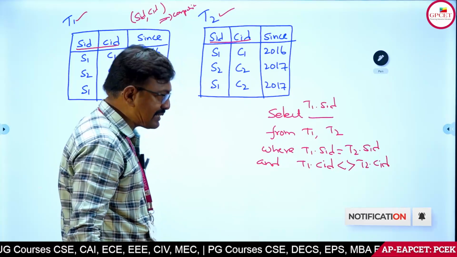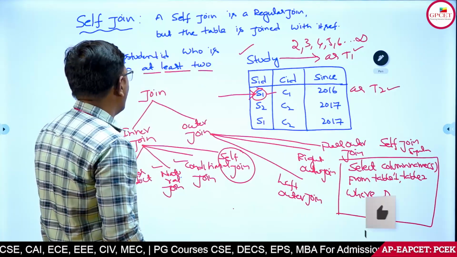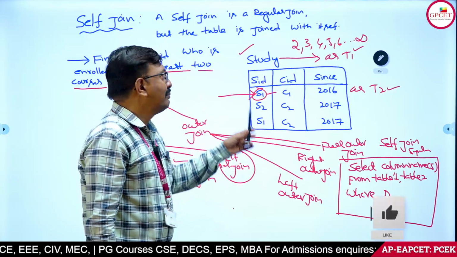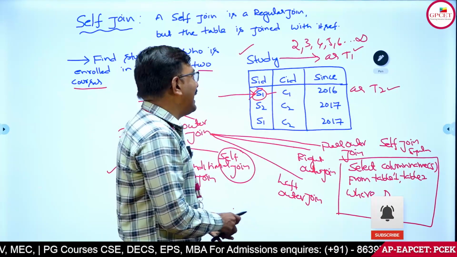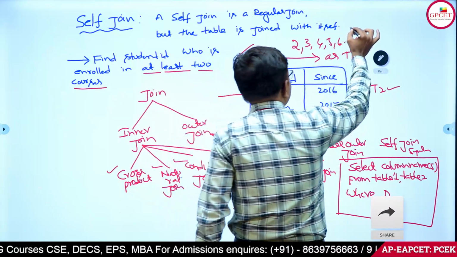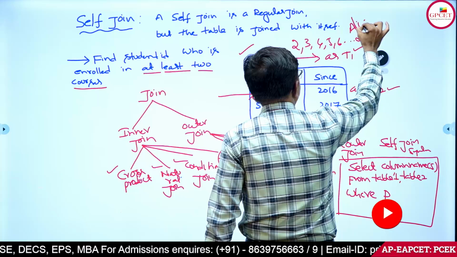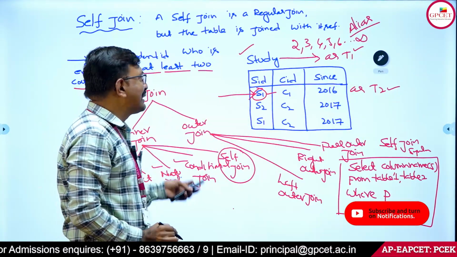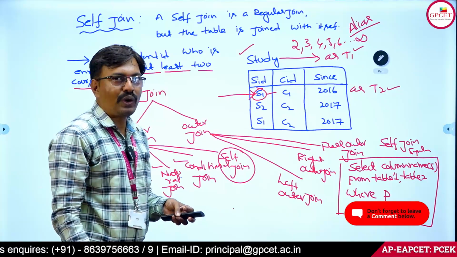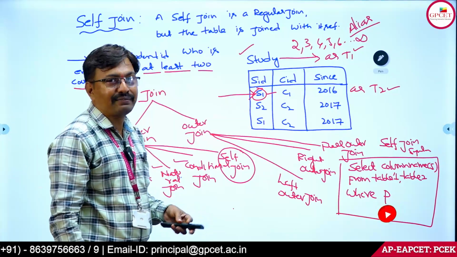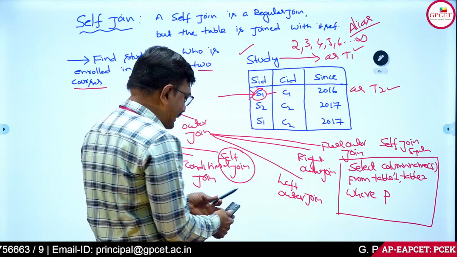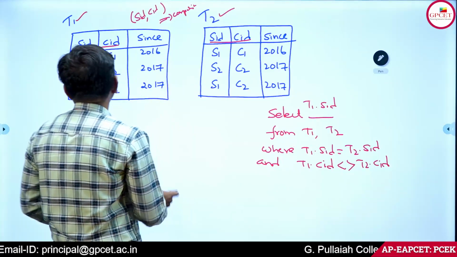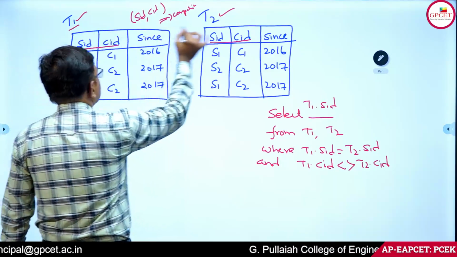What is the previous case? In the previous case we gave only one table, the study table. But here we use alias names, with AS as the alias. Table T1 is an alias, and the table T2 is also an alias. That's why it is a self join, within itself. Observe here, this is the alias table T1 and then T2.